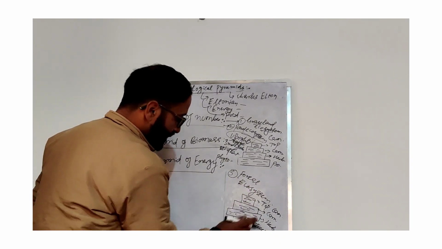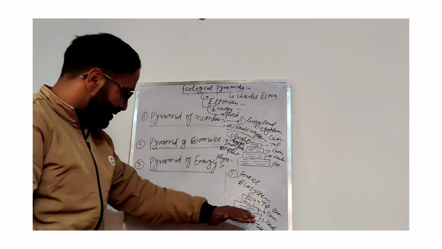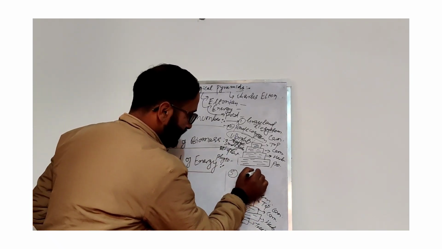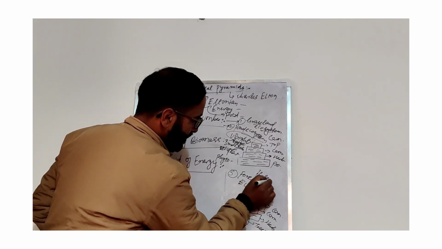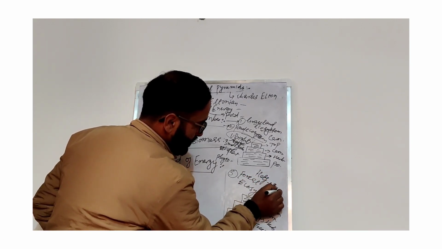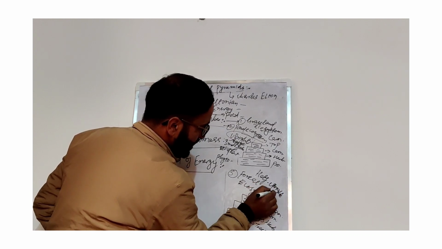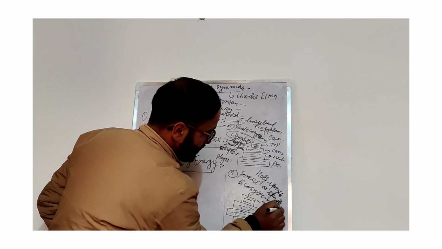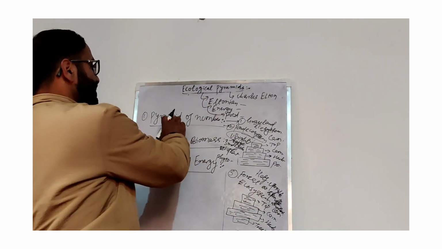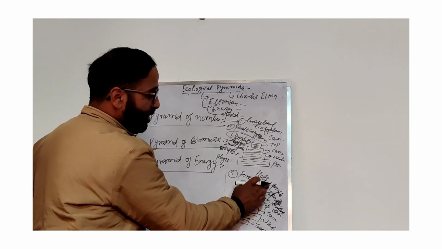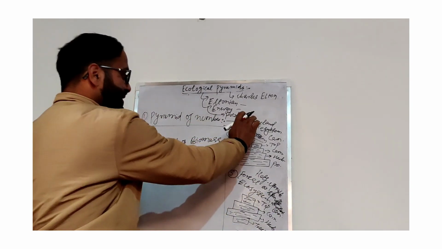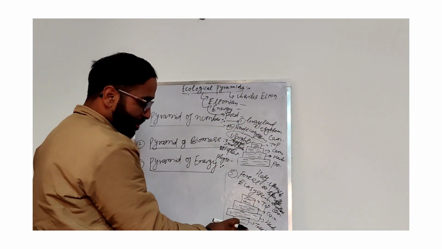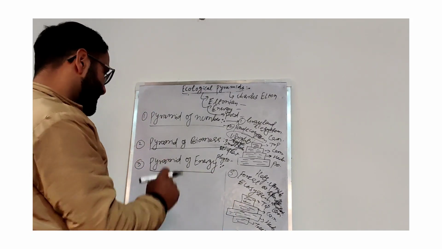Such a figure is called half upright, or spindle shaped. So the pyramid of numbers in the forest ecosystem is half upright or spindle shaped. In grassland and pond ecosystems, the pyramid is upright. In the forest ecosystem, the pyramid is half upright or spindle shaped.